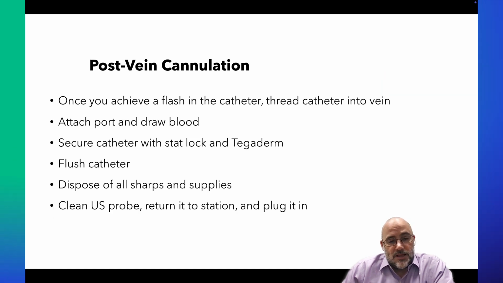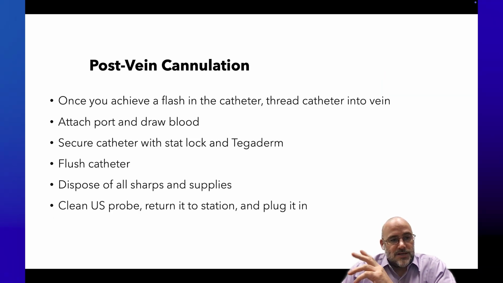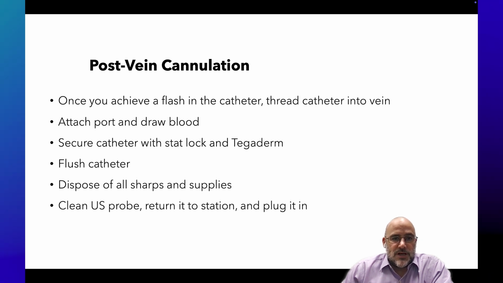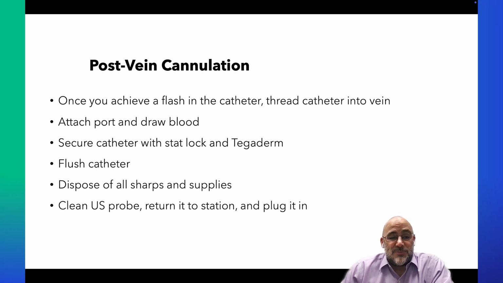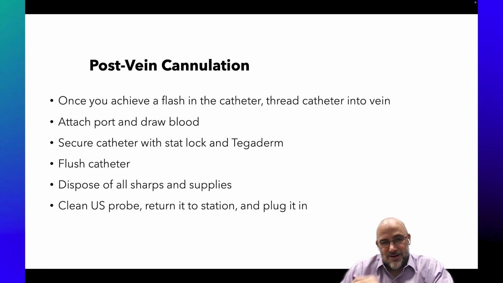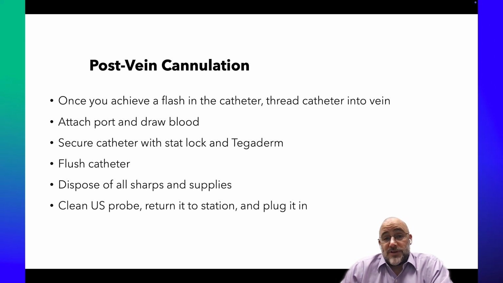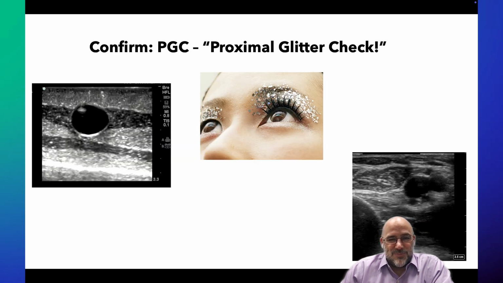Once you've got the catheter in the vessel, you thread it into the vein, attach the port, draw blood, whatever you'd like to do, secure the catheter as you normally would, flush it, make sure it flushes well, and then dispose of all your sharps and supplies. And then this additional step: clean the ultrasound, take that barrier off, clean it down with the gray top wipes here at LRH. Put it back where you found it. Just be nice to the next person who's got a patient that they're struggling with. Put it back where it's supposed to be and plug it in.